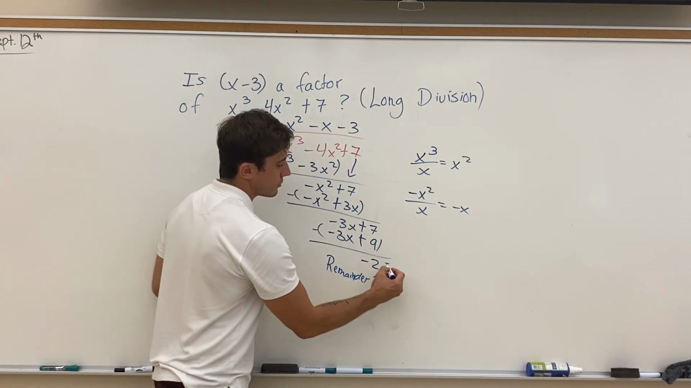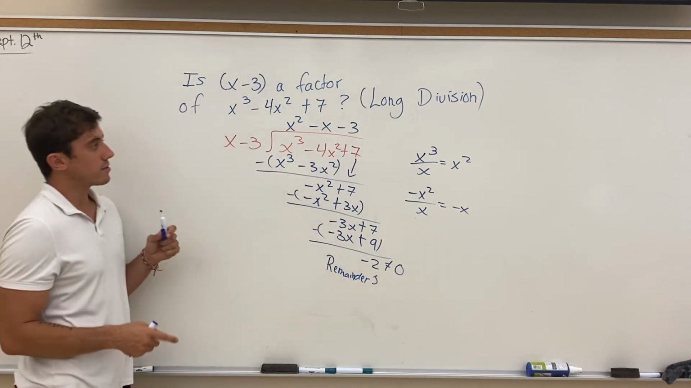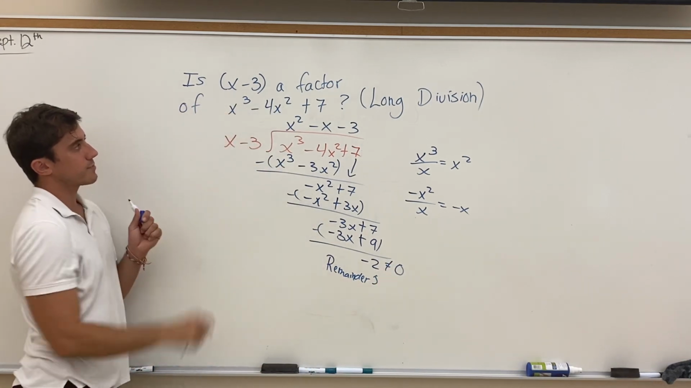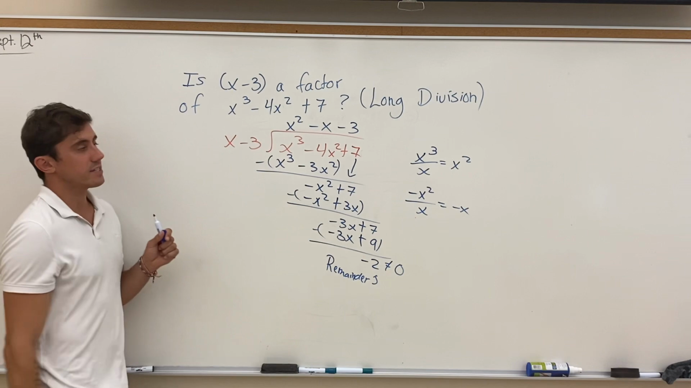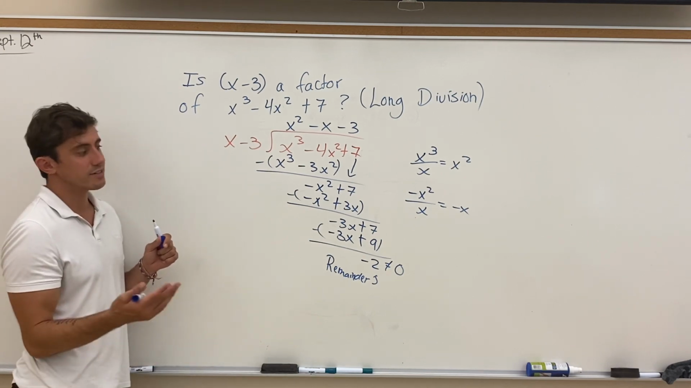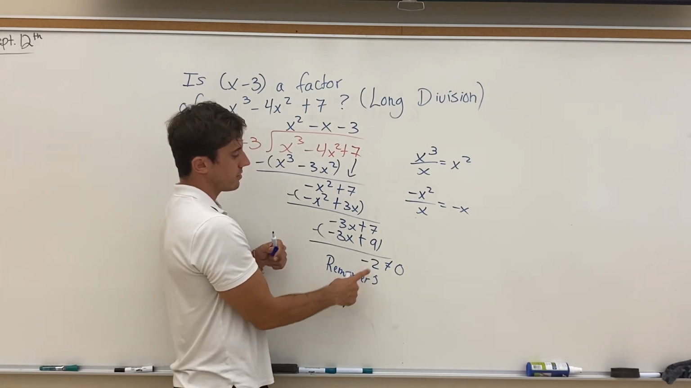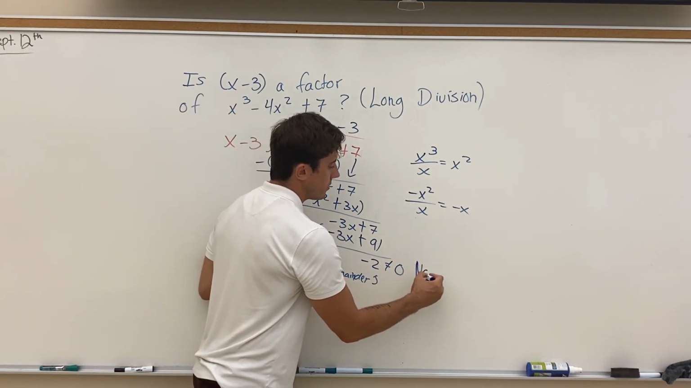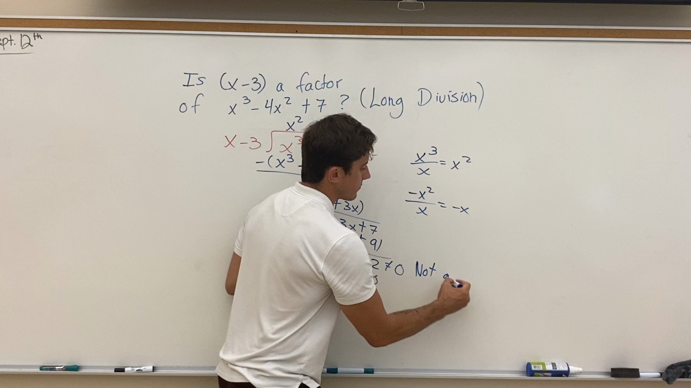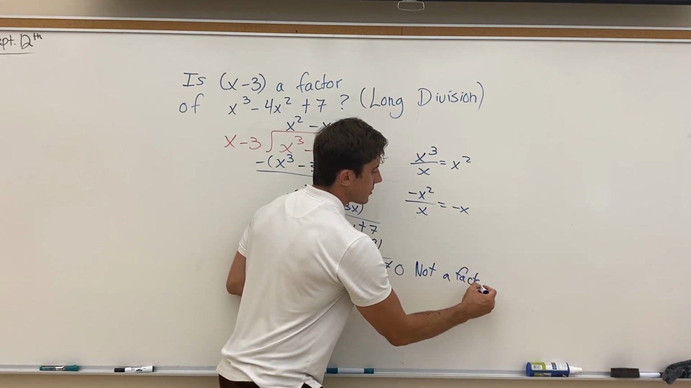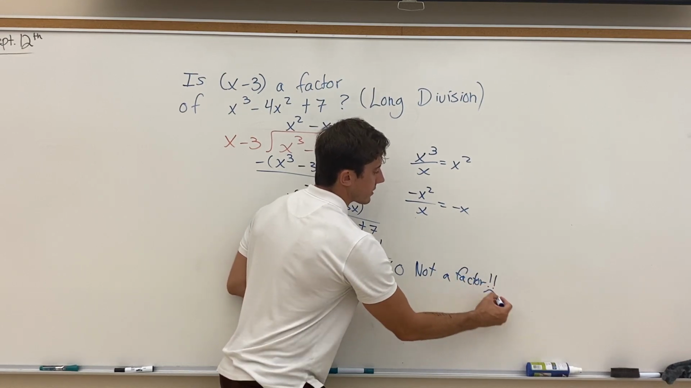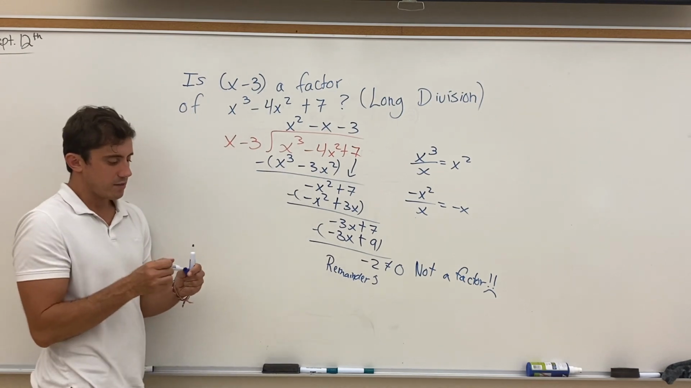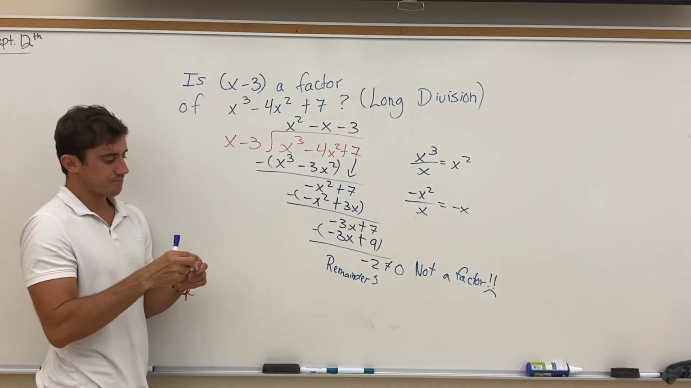And of course, negative 2 is not equal to 0. And so, answering the question, is x minus 3 a factor of this cubic polynomial? Well, the answer is no, because our remainder, negative 2, is not equal to 0. So, not a factor. Exclamation mark, sad face, because of course we want it to be a factor. And there we have it.